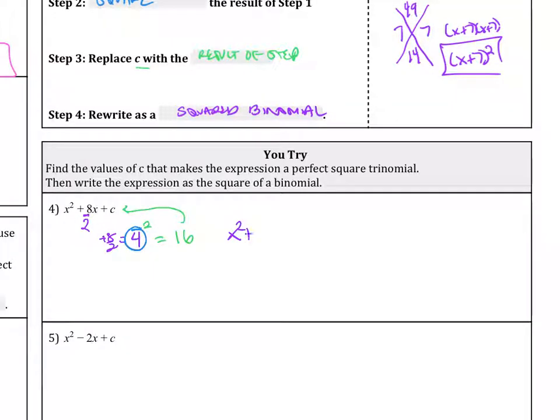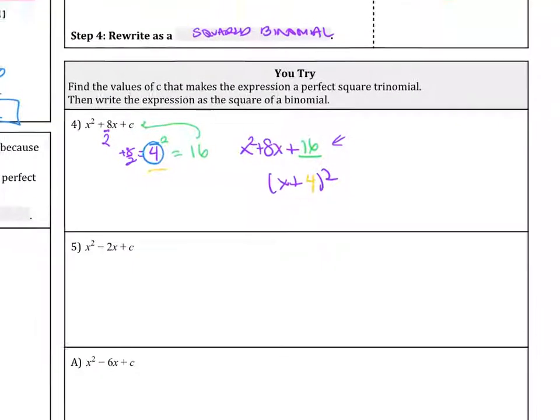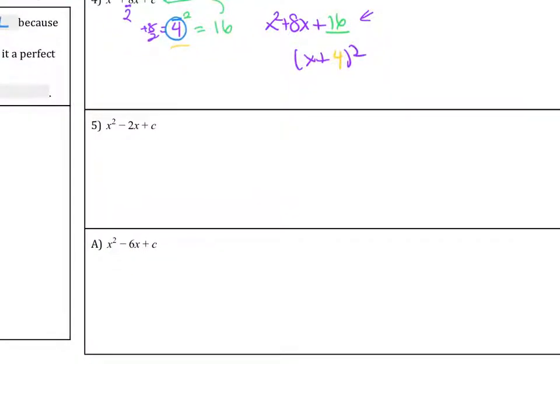So x squared plus 8x plus 16. That is c. Then I factor it. So this becomes x plus, and now that's the 4, (x plus 4) squared. Okay, so I'm done. So I placed c, and then I found the perfect square, then I wrote it as a squared binomial. So please try 5 and a.